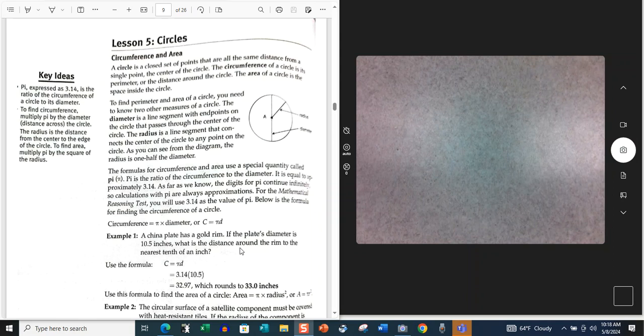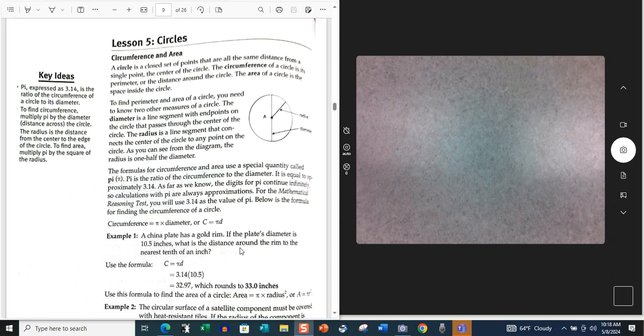Okay, the formulas for circumference and area use a special quantity called pi. Pi is the ratio of the circumference to the diameter. It is equal to approximately 3.14. As far as we know, the digits for pi continue infinitely, so calculations with pi are always approximations. For the mathematical reasoning test, you will use 3.14 as the value of pi.